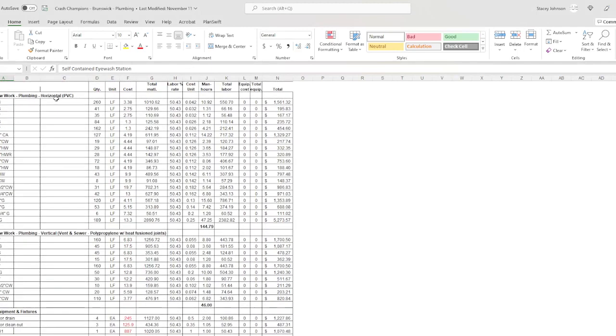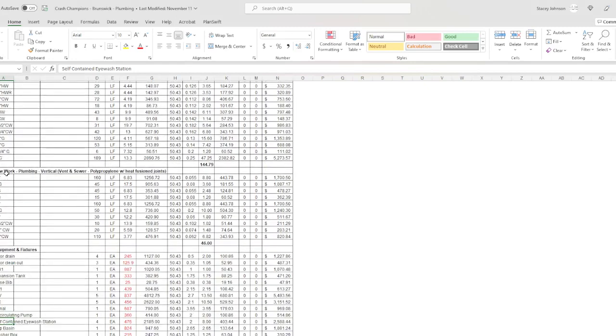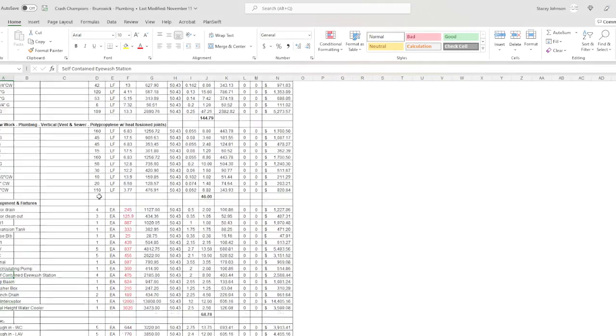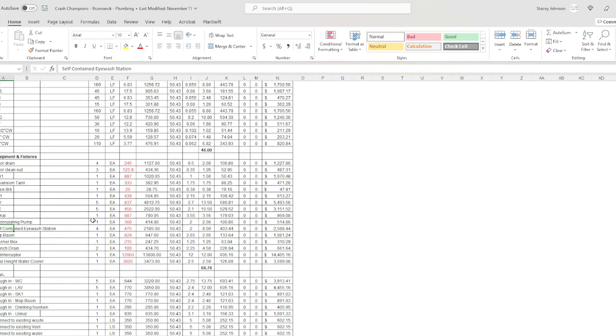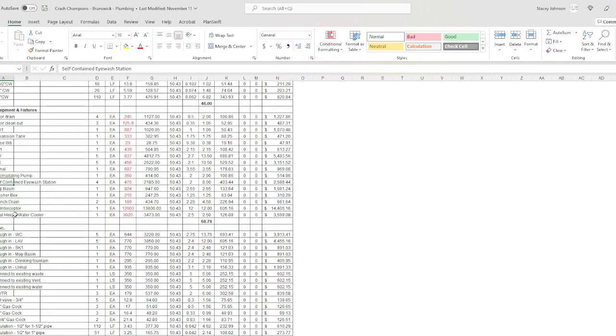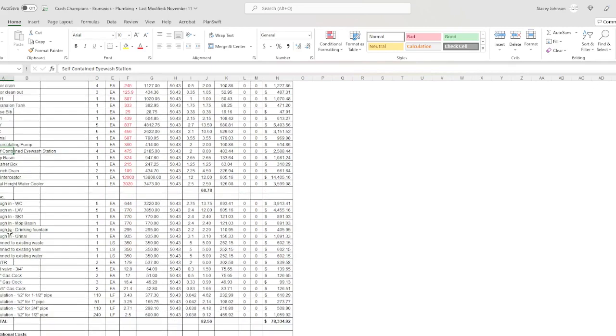So all of the horizontal work, and it says PVC, but it's not. I mean, sanitary is PVC. The water is copper. Okay, so that's all the horizontal measures of pipe and how many linear feet. And then this is the vertical measure of pipe and how many linear feet. And then, of course, all of the fixtures, right? The cost, and then the rough ends that apply.